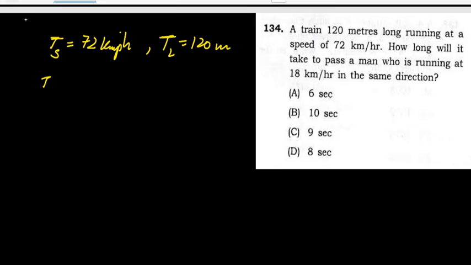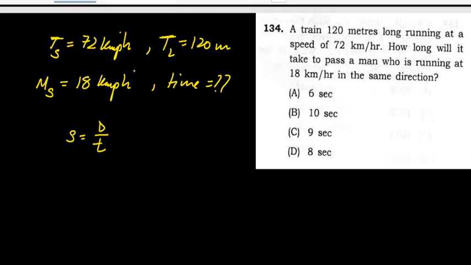Suppose I consider that man as M, and his speed is given to us as 18 kilometers per hour. And they want us to get the time. The time to pass this particular man, because he's running in the same direction, right? So what will we do? Same concept. We are going to utilize speed is equal to distance by time.